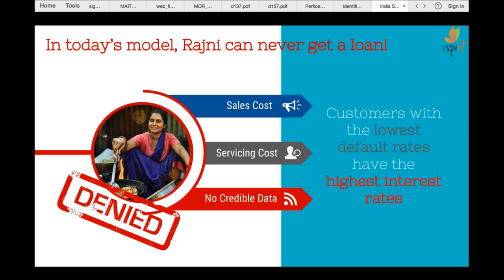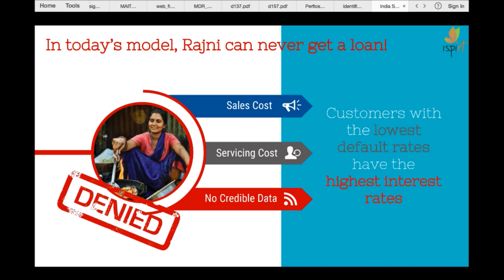And then there is no credible data about her. There's no credit history, no transaction details, and hence it's very hard to evaluate whether she's a good risk or a bad risk. As a result, in the formal system, we find that customers who have the lowest default rates have the highest interest rates. This is in the microfinance section where the default rates are under 0.5% and the loan costs are as high as 24 to 30%.